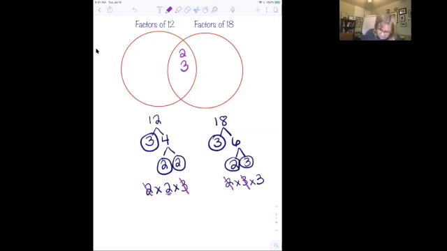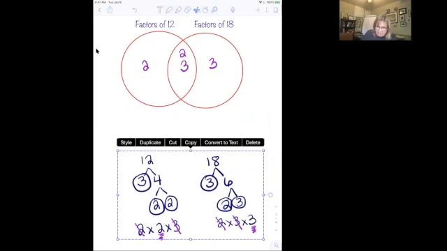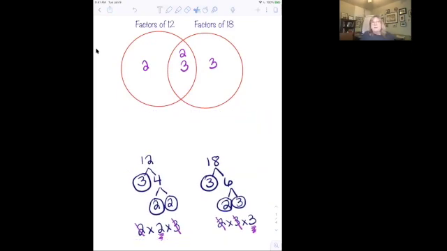Then we look and say, do we have anything else in common? We have a 2 over here on the 12 that's left over, so we put it over there on the 12, and a 3 on the 18. So that's our prime factorization, and we have our Venn diagram all filled in. Now we can get GCF and LCM from the Venn diagram.